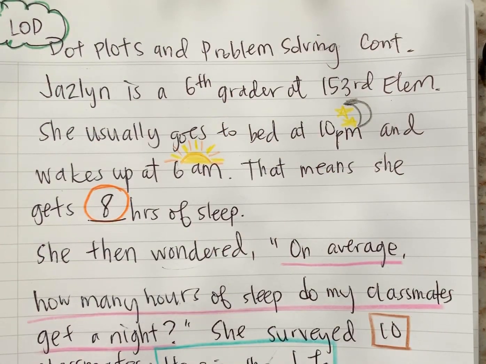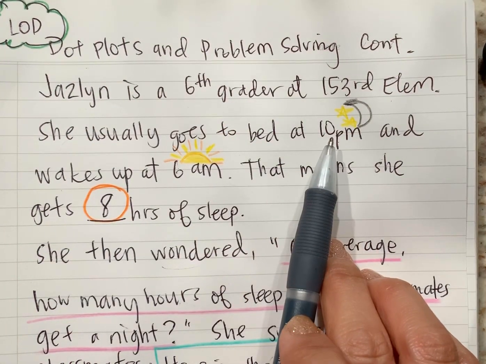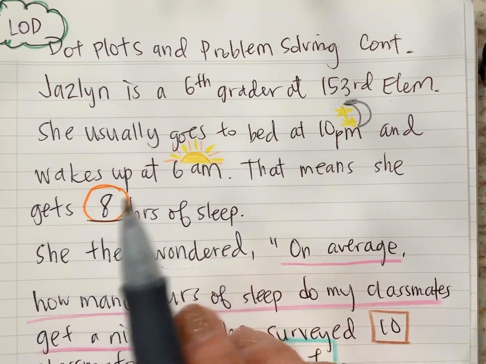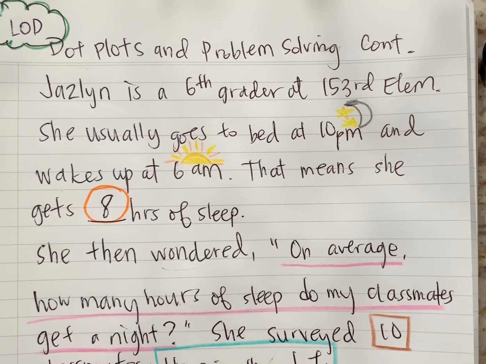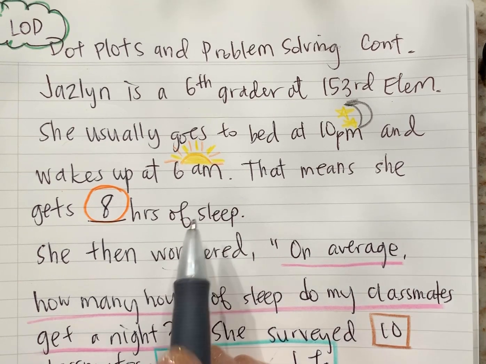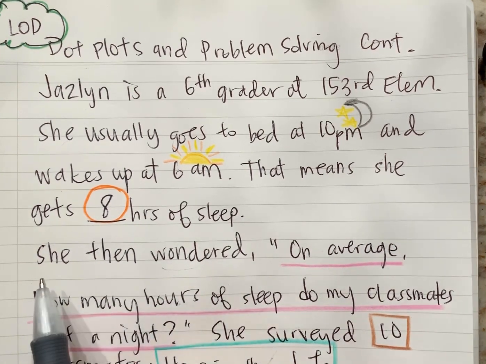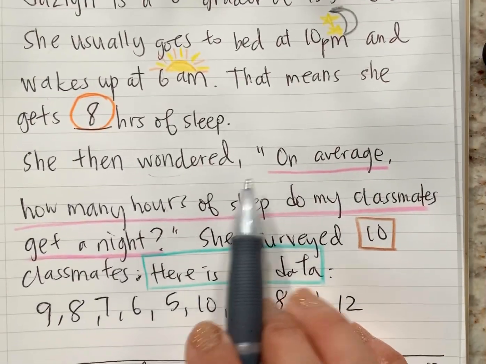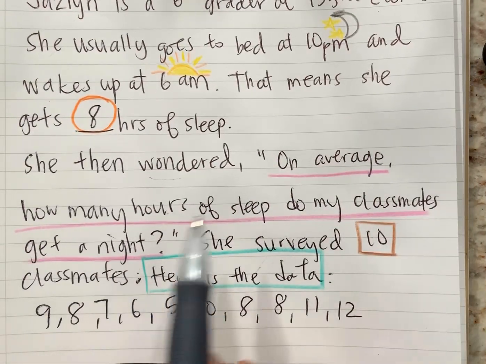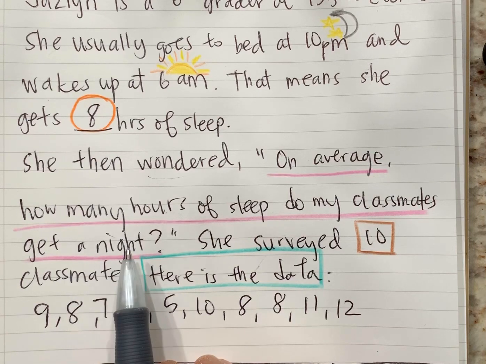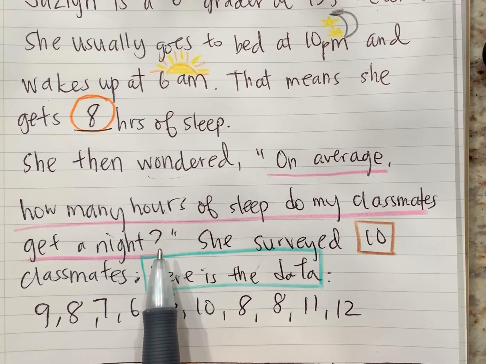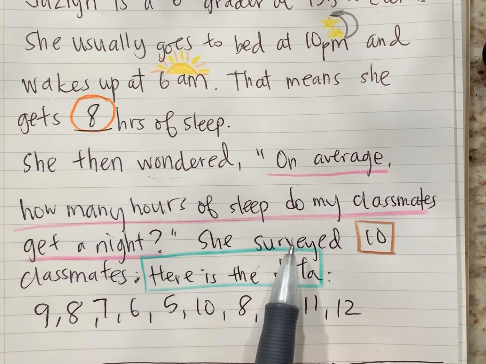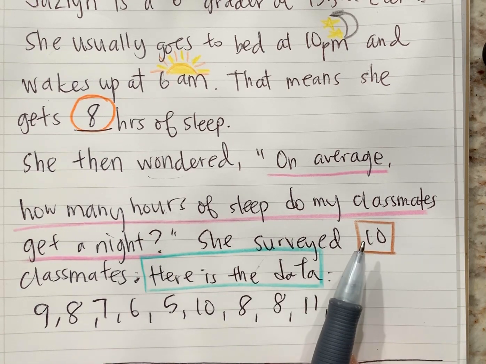Not bad. I think she could go to bed a little bit earlier since she's waking up at 6, but at least she's getting 8 hours. I hope all of you are getting a minimum of 8 hours of sleep. Anyway, so she gets 8 hours of sleep. She then wondered, on average, how many hours of sleep do my classmates get a night? So she decided to do a survey, and instead of surveying our whole class of 31, she decided to survey just 10 students to just kind of get a sample population from our class.